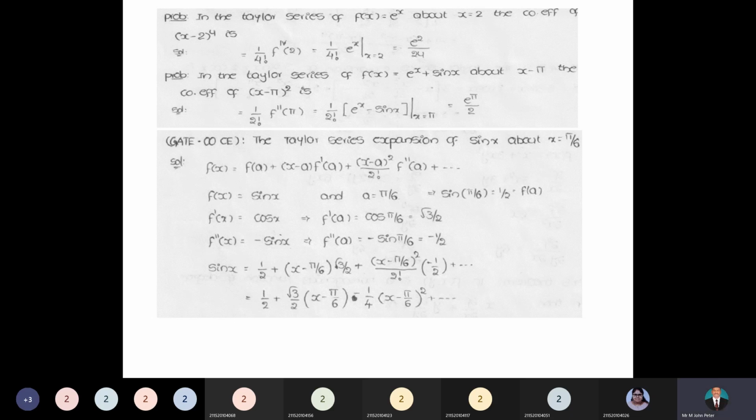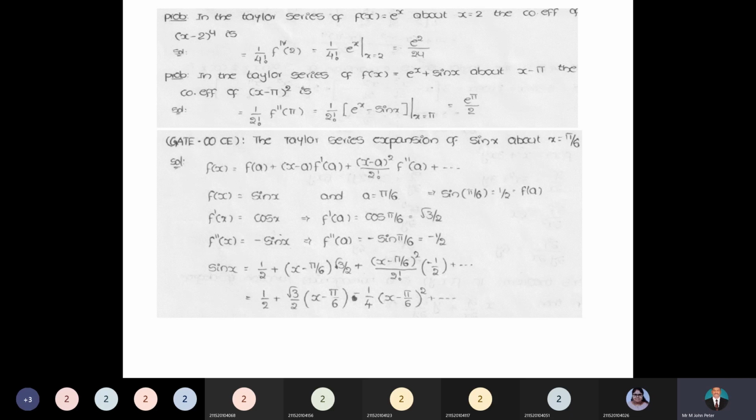Okay, so one more problem. In the Taylor series of f of x equals e power x plus sin x, the sin x is not in the power, it is the usual sin x. About x equal to pi, find the coefficient of (x minus pi) whole square. That is x equal to pi. Instead of small a, we have to replace pi.